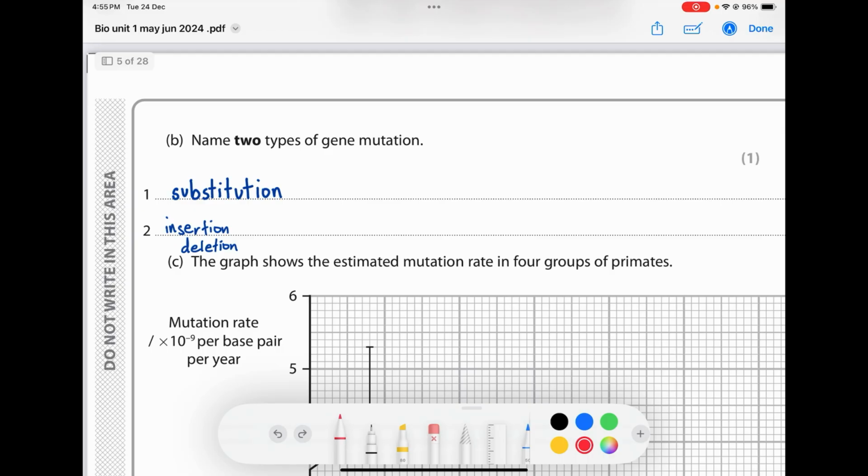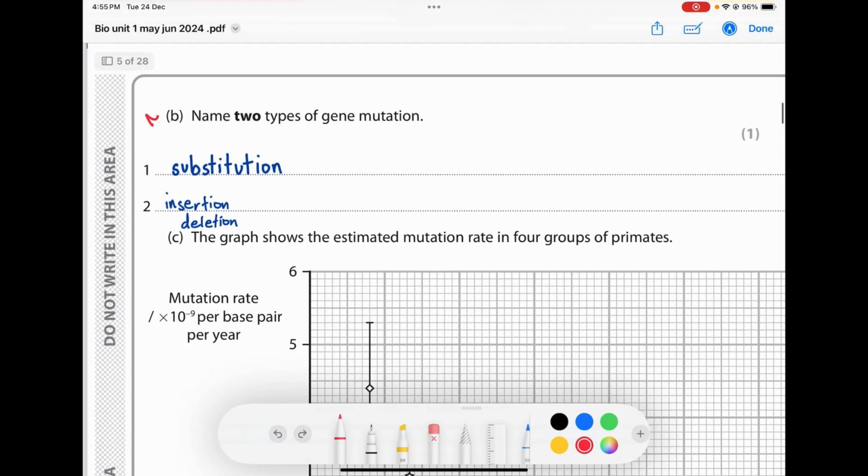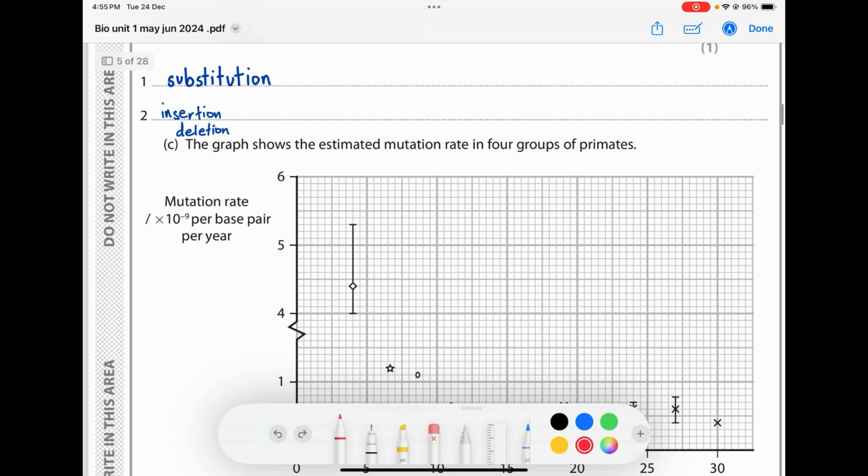Name 2 types of gene mutation. That's pretty simple. It's a pretty easy answer. We have substitution, we have insertion, and deletion. These are important. Remember them. It's pretty easy marks, and it's easy to remember. So yeah, let's move on.